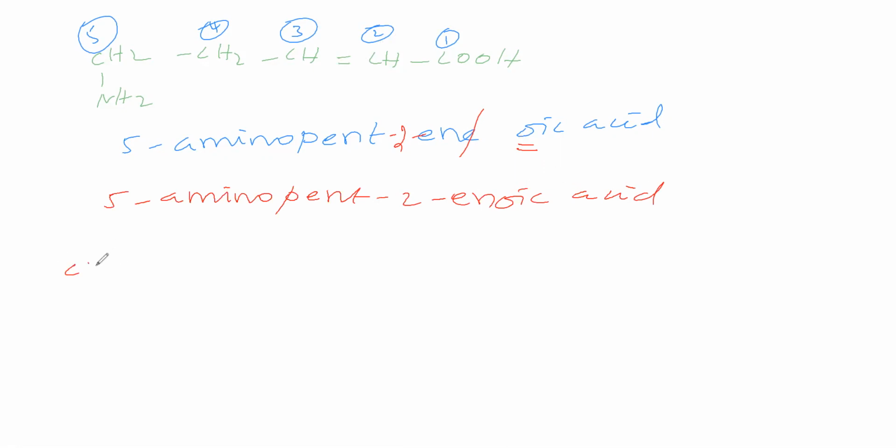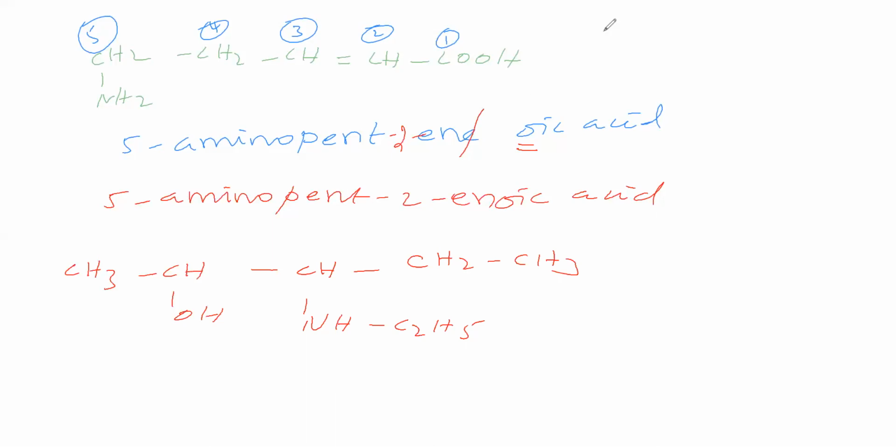Next we will take the next compound CH3CH(OH)CH(NHC2H5)CH2CH3. In this compound, what are the functional groups? One is the alcoholic functional group, another is a secondary amine. This alcoholic functional group is the main functional group. This secondary amine is not the main functional group. So the alcoholic group is the main functional group.